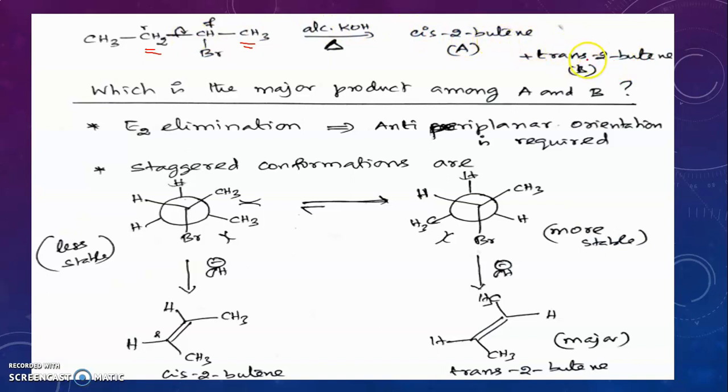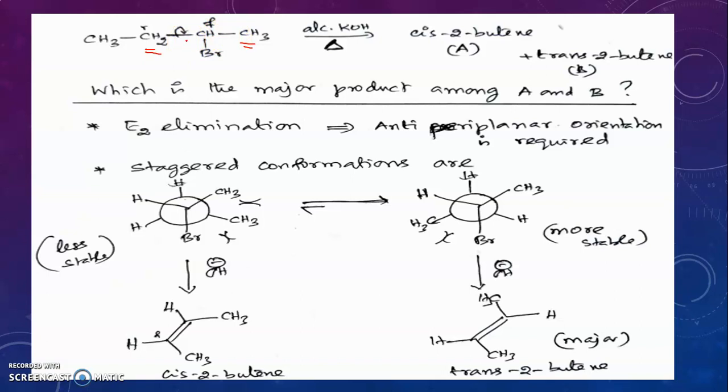Cis-2-butene or trans-2-butene, you will get a mixture. Now the question is, among these two, which is major? Are you clear? I am not asking whether you are getting 1-butene or 2-butene in major amount. That question is actually a 12th standard question.